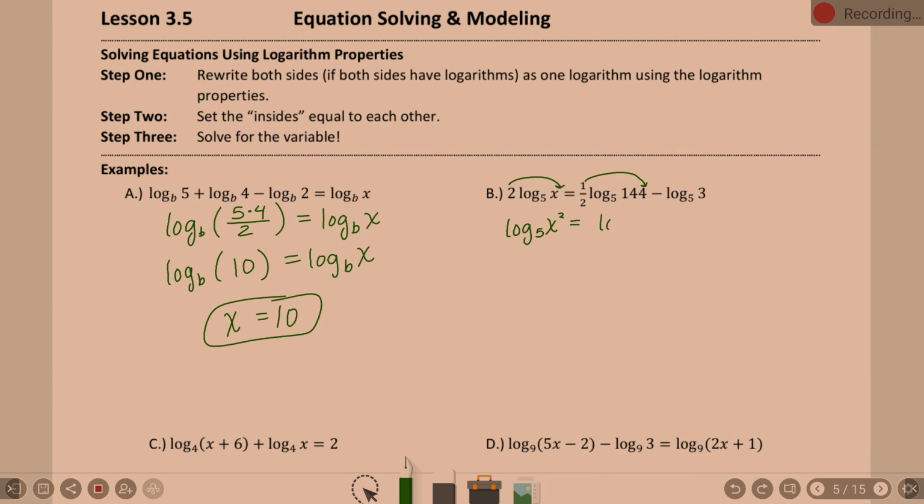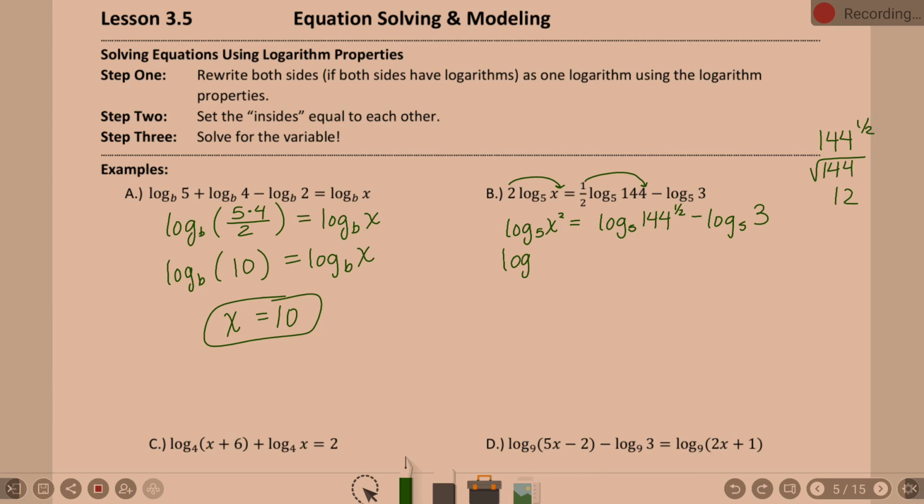Now, so log base 5 of 144 to the 1/2 minus log base 5 of 3. What do you know there? 144 would be 12 because it's the same as saying the square root of 144. Yeah. Something raised to the 1/2 power. So side note here, 144 to the 1/2 is the same as saying square root of 144, yes? And we know the square root of 144 is 12.